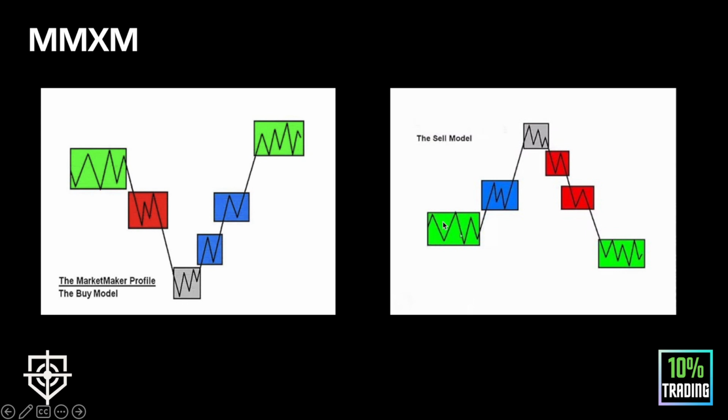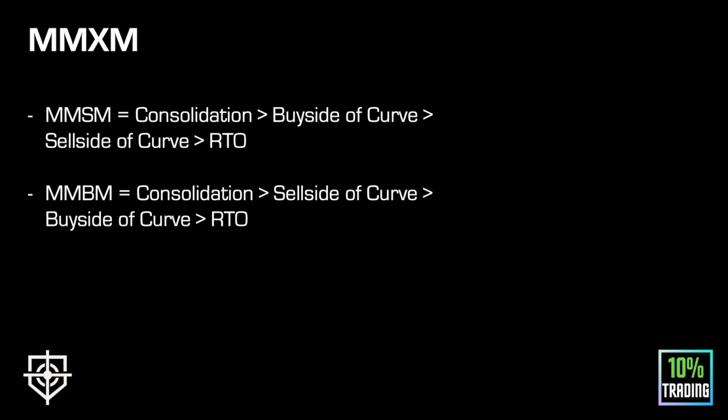Sell model: consolidation, buy side of the curve first, and then the sell side of the curve with the RTO, the return to origin. Yes, as you can see, pretty simple here. These pictures, of course, are an oversimplification, but those are the main components, the main framework that we're looking at for these market maker models. Cool. So with these market maker models, this is what I want you to make a note of.